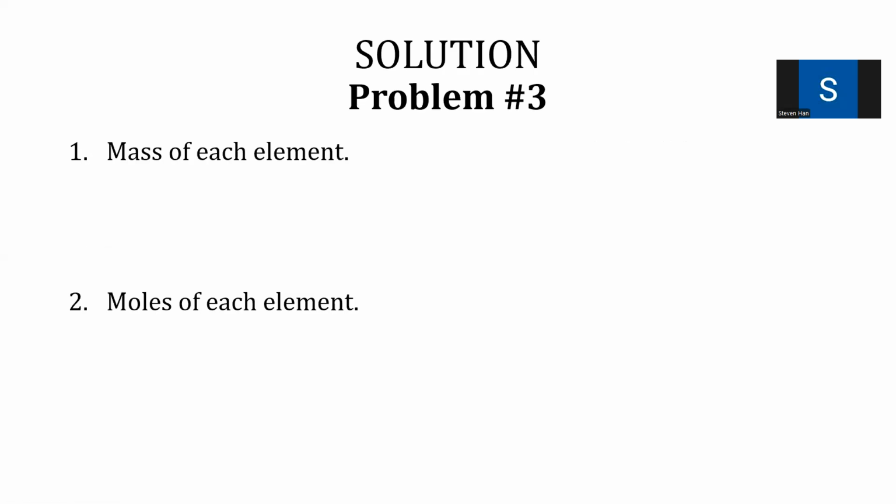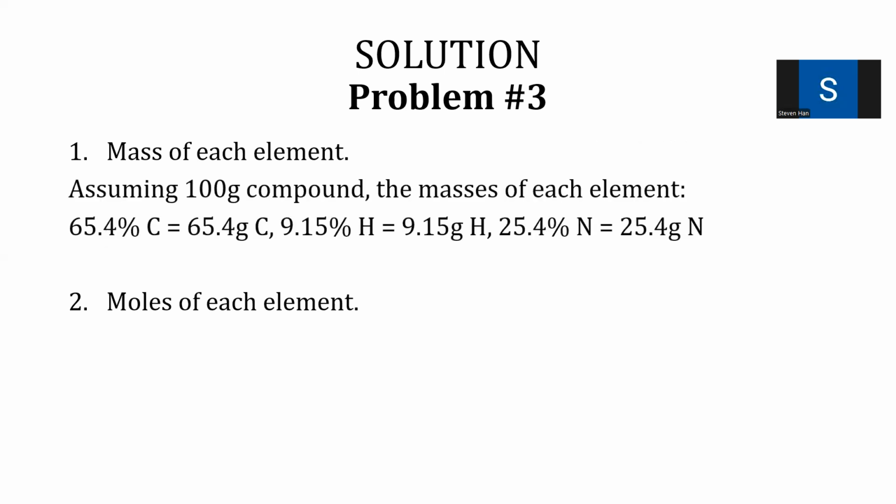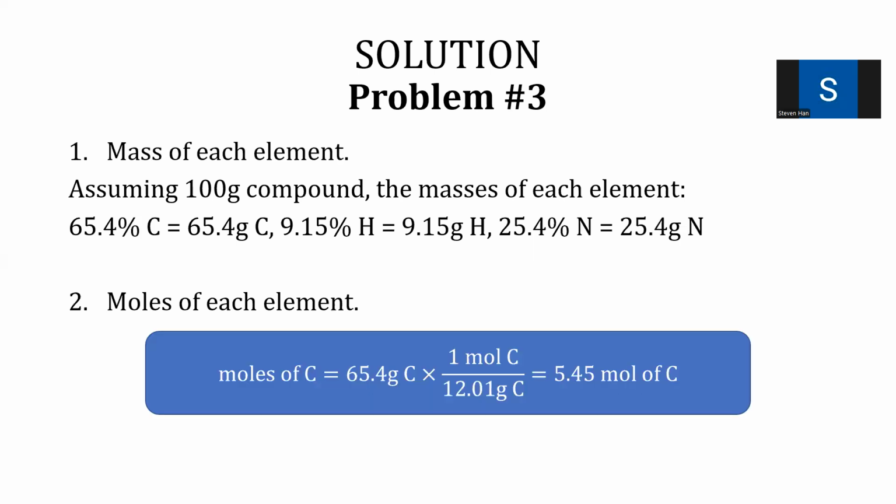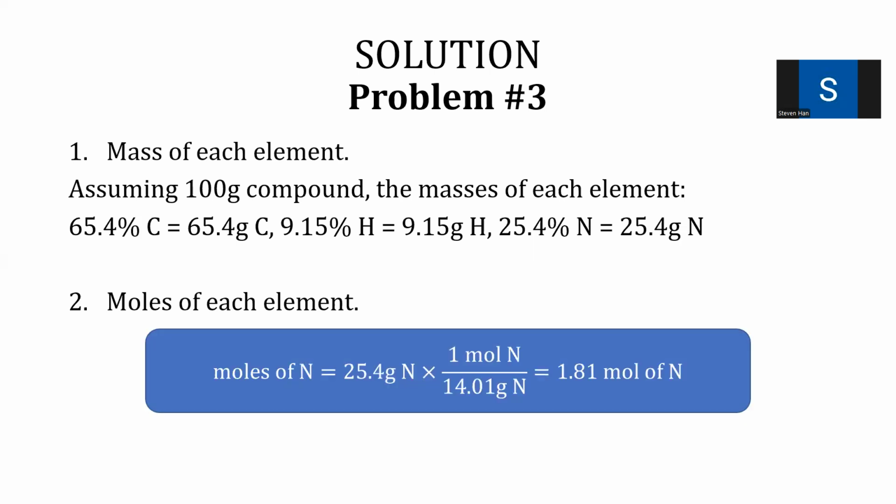The solution starts by first expressing the percentage of each element as masses. The result is that there are 65.4 grams of carbon, 9.15 grams of hydrogen, and 25.4 grams of nitrogen. Next, determination of the number of moles of each element is performed. There are 5.45 moles of carbon from 65.4 grams of carbon, 9.08 moles of hydrogen from 9.15 grams of hydrogen, and 1.81 moles of nitrogen from 25.4 grams of nitrogen.